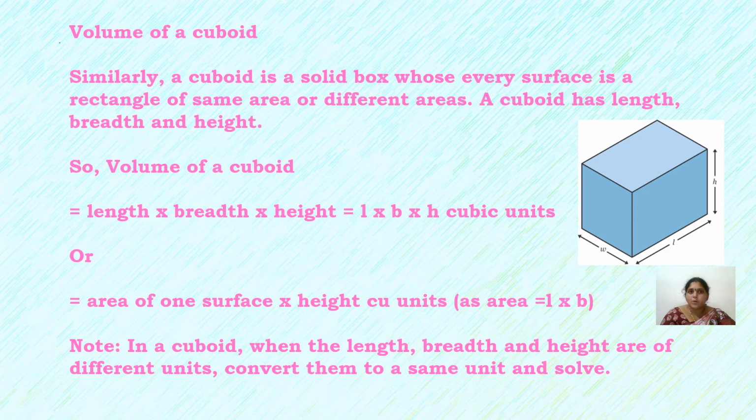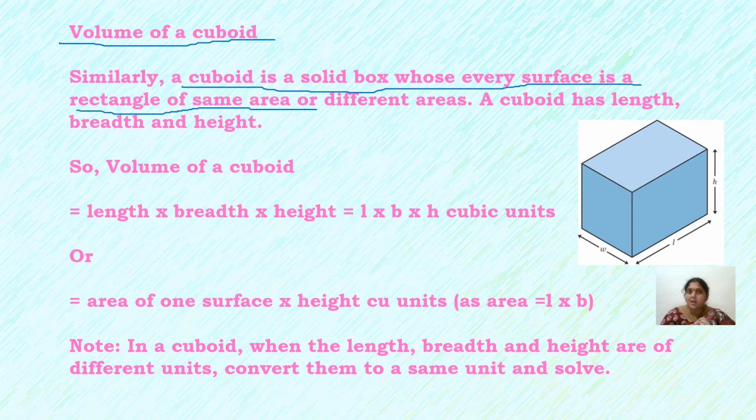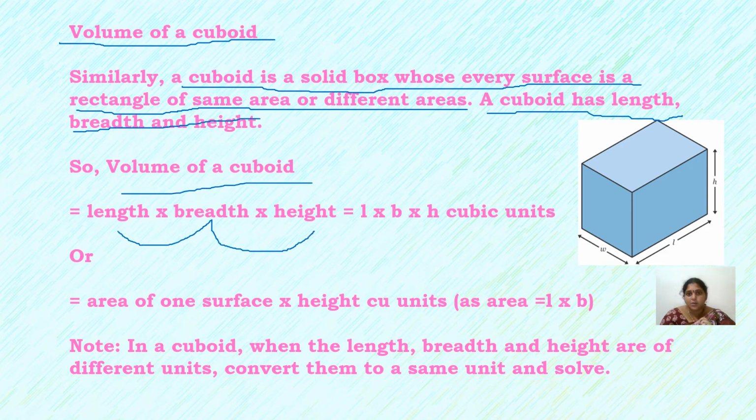Now we will talk about volume of a cuboid. Cuboid means it will be in the shape of rectangle. All the sides will not be equal. It will be having length and breadth. Similarly, a cuboid is a solid box whose every surface is a rectangle of same area or different areas. A cuboid has length, breadth and height. So, volume of cuboid means you have to multiply length into breadth into height, in cubic units. Or area of one surface into height. Area is equal to length into breadth as we know.